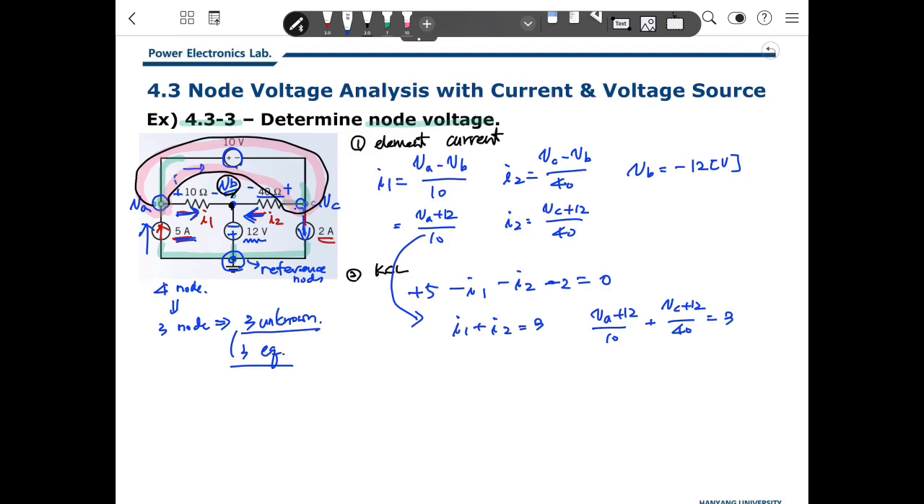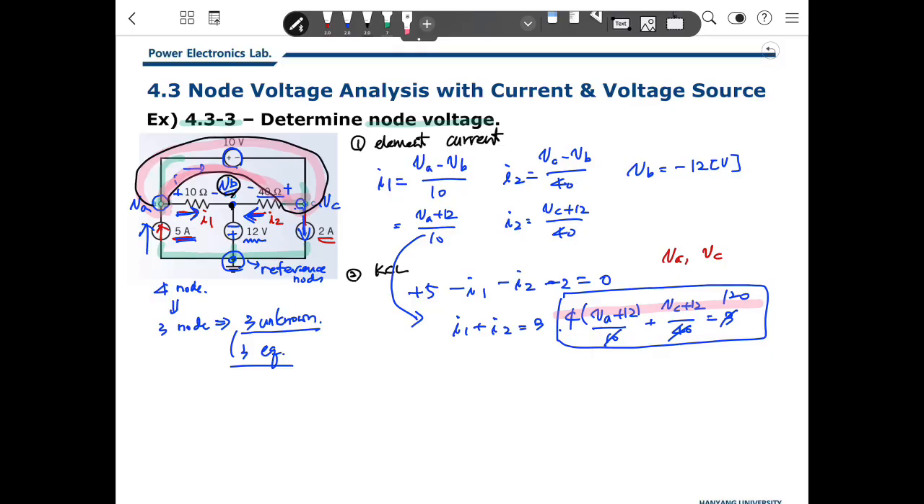So based on there, we will multiply by 40, and then we get, anyway, that will be an equation, right? But how many unknown variables are there? We have 2 unknown variables, VA and VC. And how many equations? We have 1 equation, that is the node equation. So we need more equations. How can we get them? From the supernode.